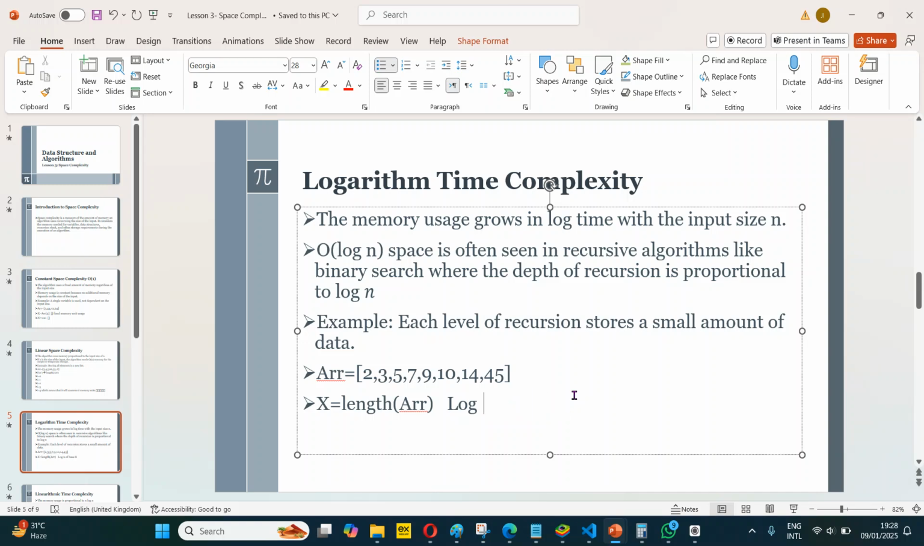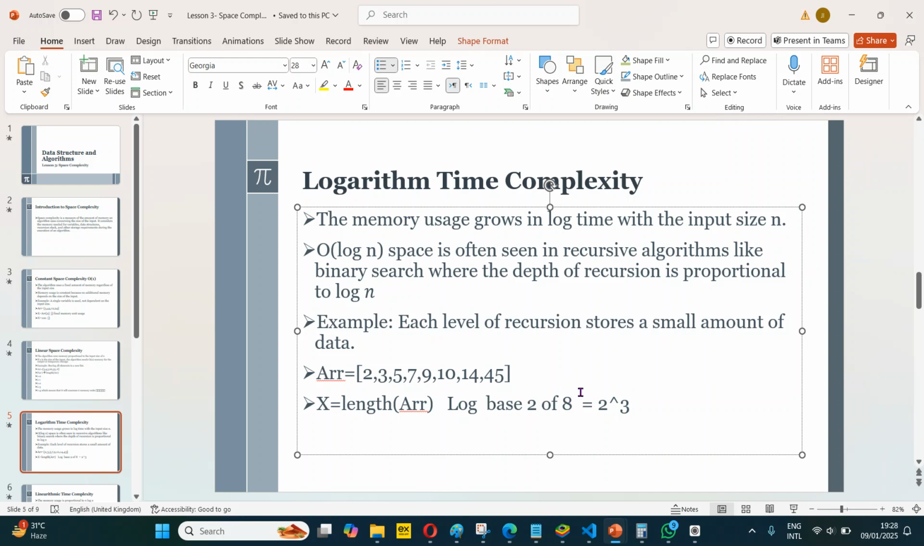Sorry, log base 2 of 8. So log base 2 of 8 is 2 raised to power 3. Right? So log base 2 of 8 is 2 raised to power 3.